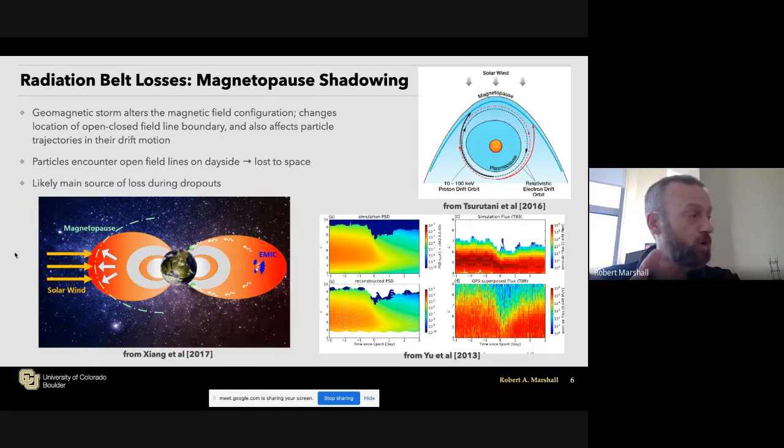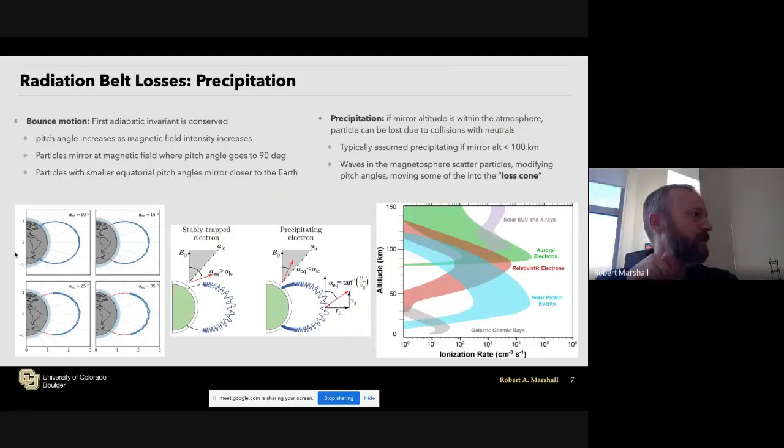So this is one of the loss mechanisms, and there's plenty of research going on this concept, which is, again, not the focus of this talk. The focus of this talk is on the other loss mechanism, which is precipitation. In a general sense, precipitation is the concept where particles are lost to the Earth's upper atmosphere by collisions with the neutral atmosphere. And I'll get into the details of that in a second.